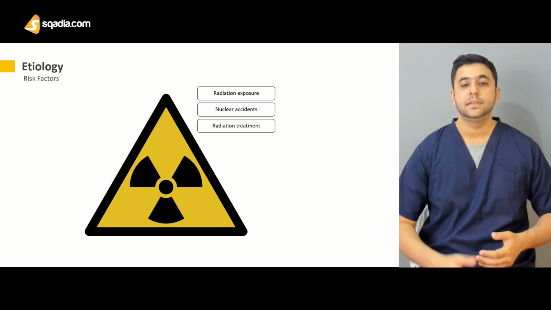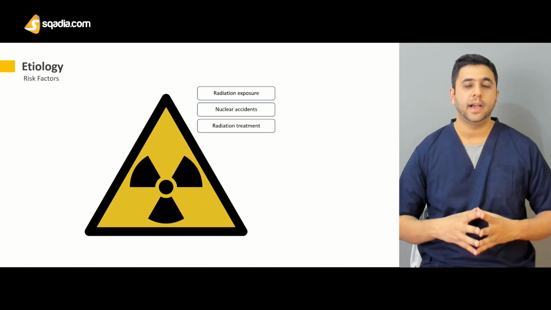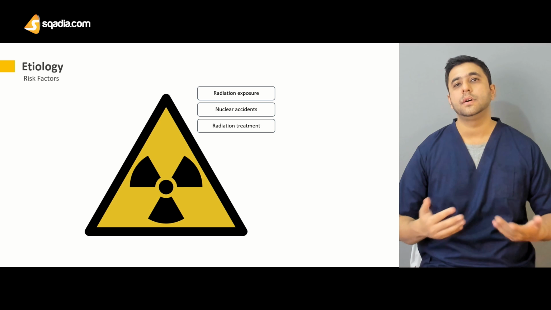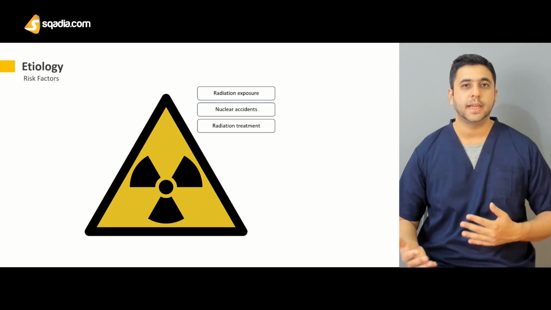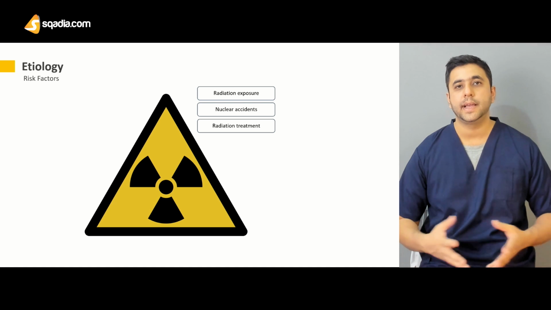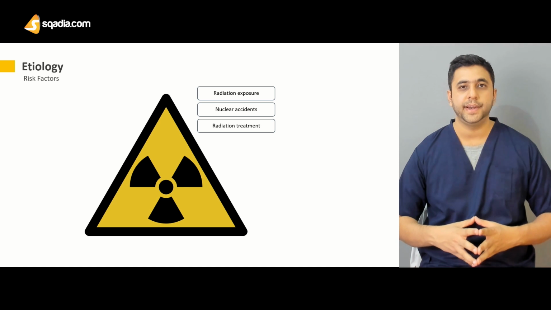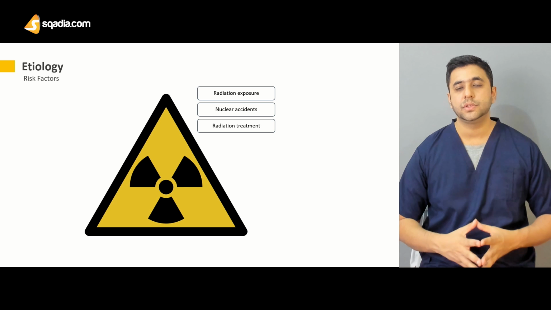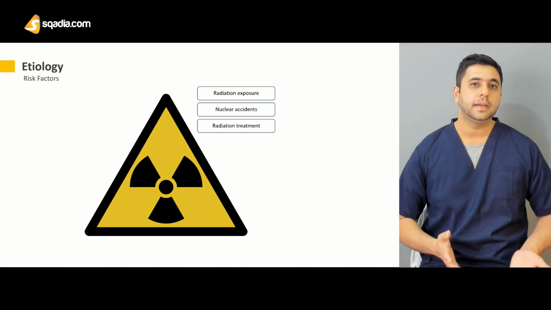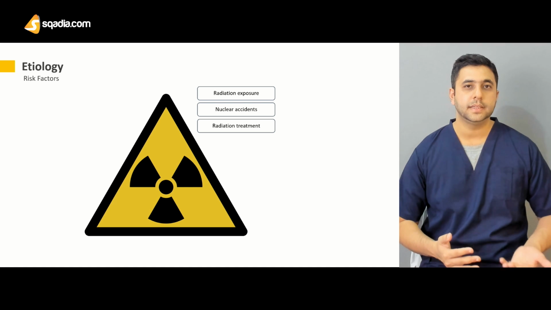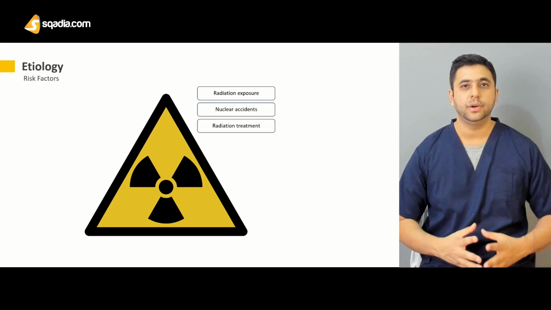Along with that, certain types of radiation treatment, like the ionizing radiations which we use for radiotherapy of various disorders, and also, for example, the X-rays which we do, which also have ionizing radiations. So ionizing radiation and nuclear exposure, the nuclear accidents, increase a person's risk of getting chronic myeloid leukemia.